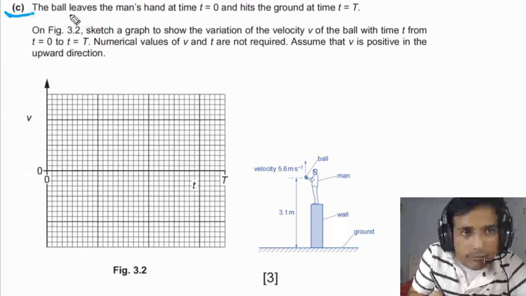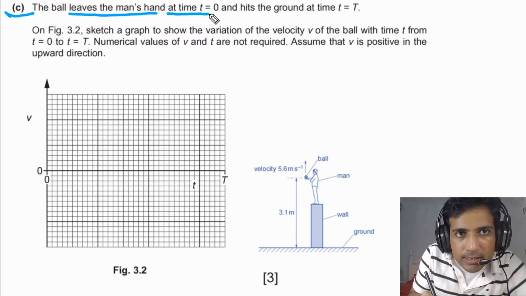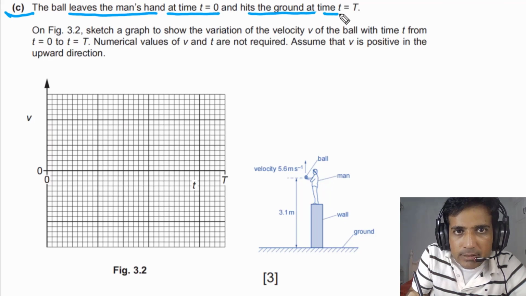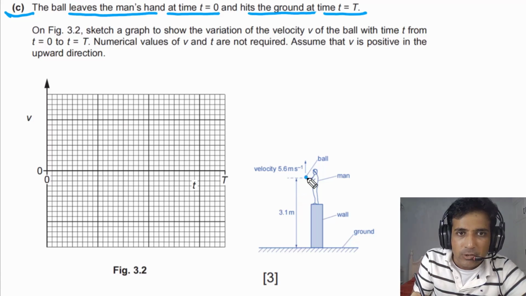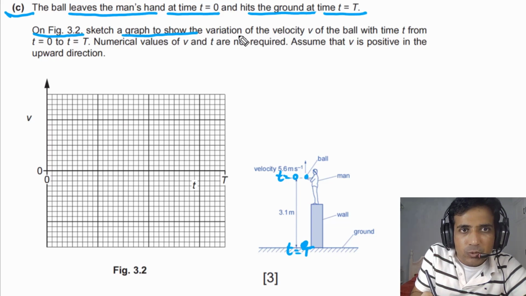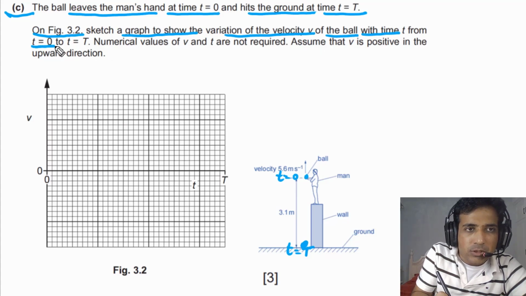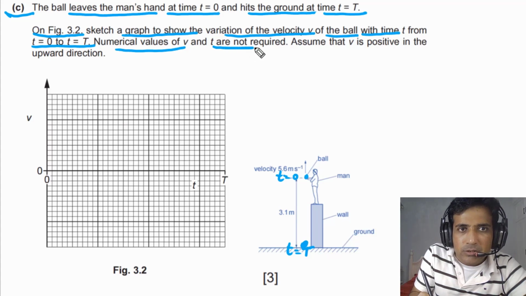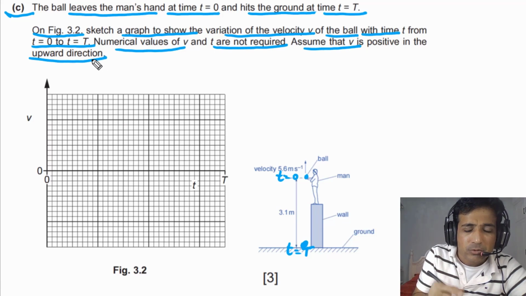For part C, it is given to us that the ball leaves the man's hand at time t is equal to 0 and hits the ground at time t is equal to capital T. So at this point the value of t is 0, and when the ball hits the ground, the value of t is capital T. For this question, on figure 3.2, we need to sketch a graph to show the variation of the velocity of the ball with time t from t is equal to 0 to t is equal to capital T. Numerical values of v and t are not required. Assume that v is positive in the upward direction. So this is very important.